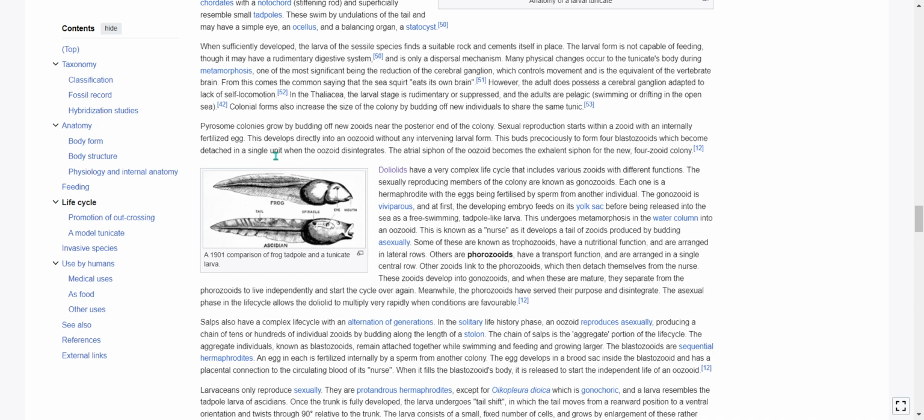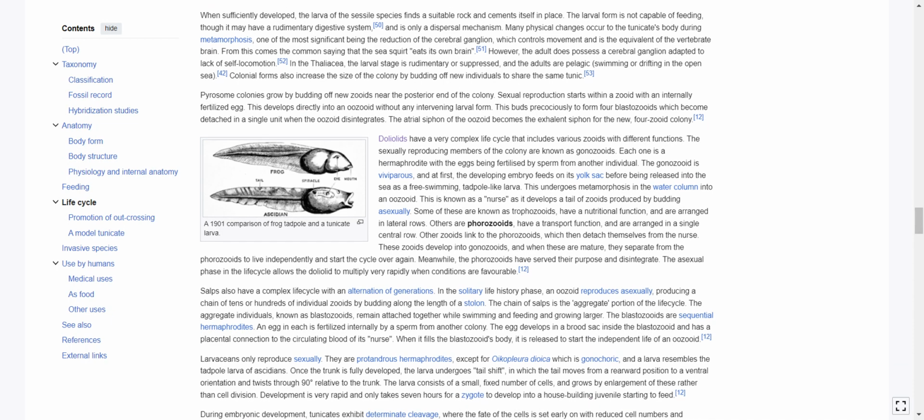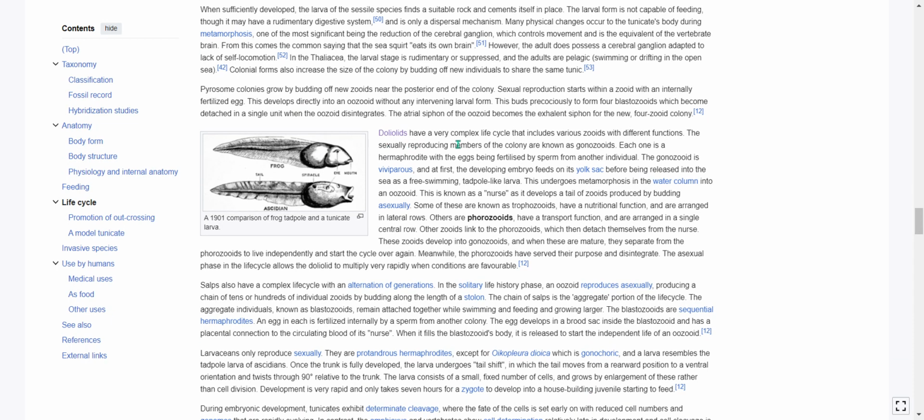I'll just keep reading. This develops directly into an oozoid, without any intervening larval form. This buds precociously to form four blastozoids, which become detached in a single unit when the oozoid disintegrates. The atrial siphon of the oozoid becomes the exhalant siphon for the new four-zooid colony. Doliolids have a very complex life cycle that includes various.